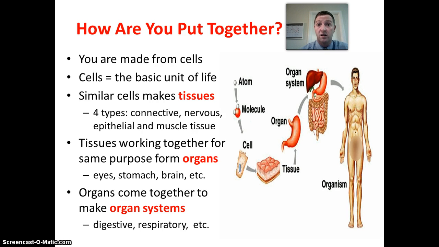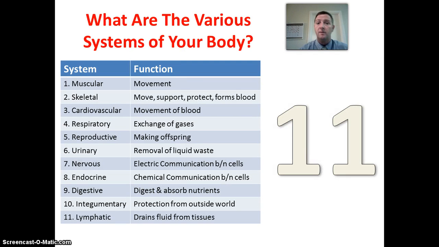Now, organs are going to come together, work with each other for a greater purpose still, and those make organ systems. So like you have a digestive system with many organs in it. You have a respiratory system with many organs in it. You have a cardiovascular system with many organs in it. So we go atoms make molecules, molecules make cells, cells make tissues, tissues make organs, organs make organ systems, and organ systems make the organism, you and me. We're organisms made of billions and billions of cells. Cool?